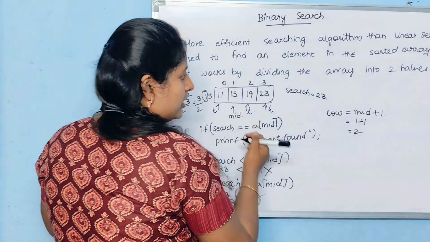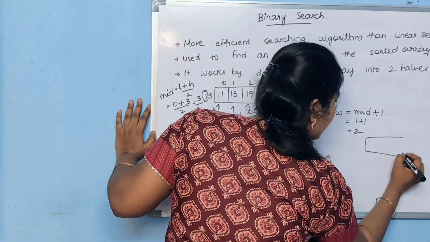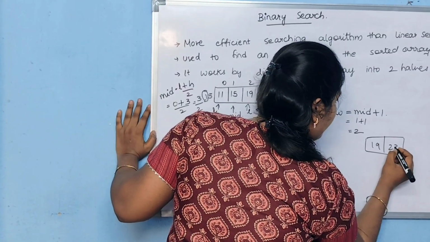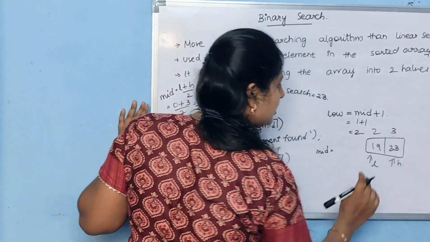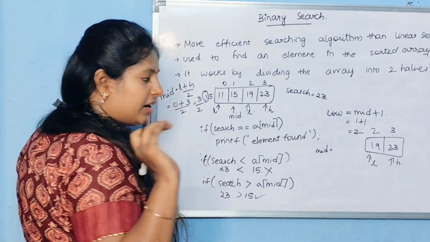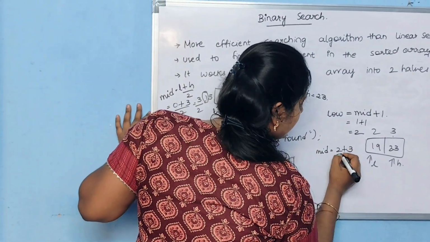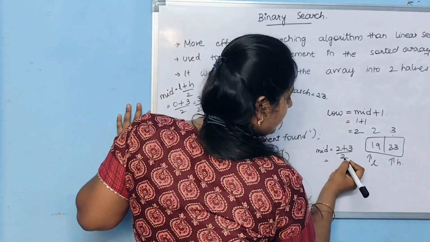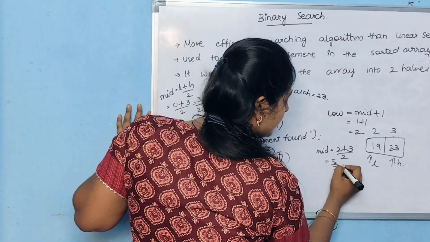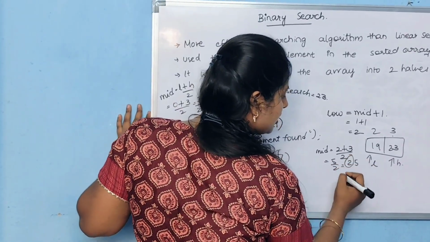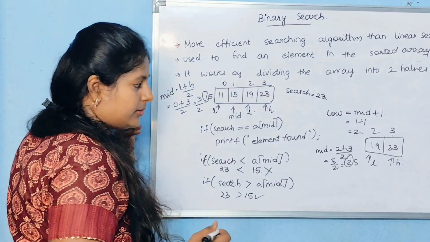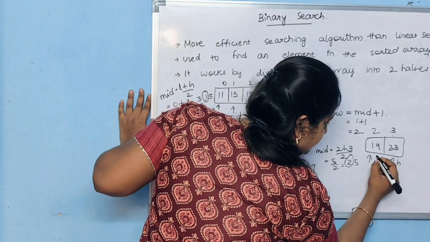So this is my array I have to search now, indexes 2 and 3. The index should not change, or you will get wrong results. So mid equals 2 plus 3 by 2. So 5 by 2, that is 2.5. You consider only 2. So this is my mid value.